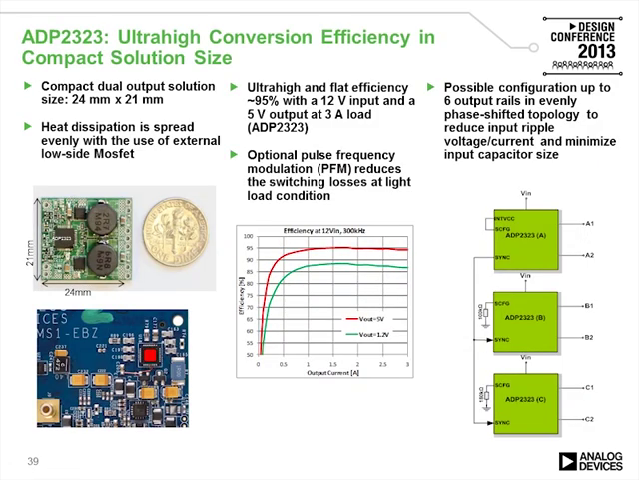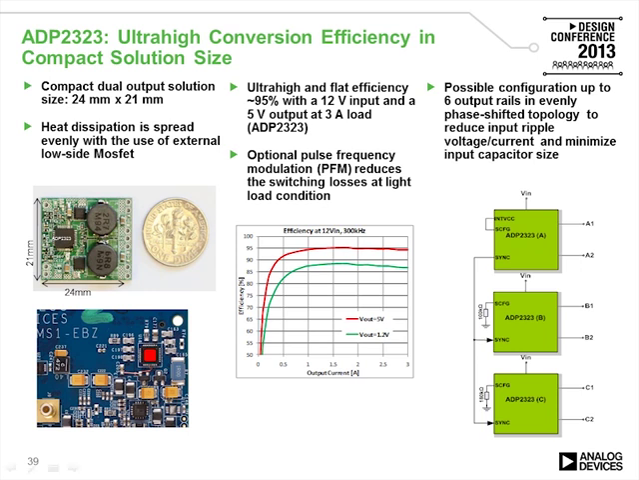So the first piece to look at is the ADP2323, which is very high efficiency, very small. You can see it's about the size of a dime for the entire thing. It's 24 millimeters by 21 millimeters in its most compact configuration. Optional pulse frequency modulation reduces switching losses at very light loads. And we don't use it on this design, but you can actually have multiple 2323s tied together to try and reduce input ripple and minimize input capacitance in the system.